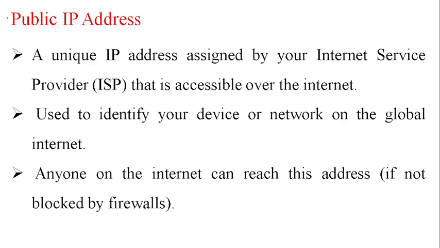So here is the definition of public IP address. A public IP address is a unique IP address assigned by your service provider that is accessible over the internet, meaning you can send data outside the network. These public IP addresses are used to identify your device or a network on the global internet, not locally, but globally. So anyone on the internet can reach this address, and if not blocked by firewalls, you can reach anywhere in the globe.